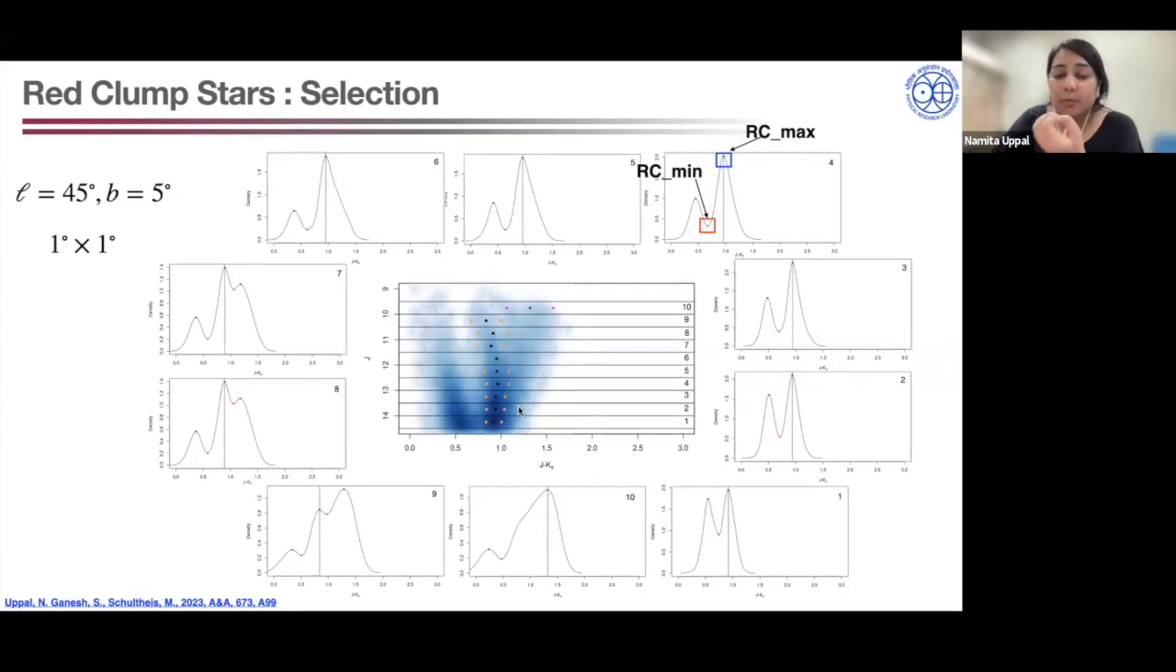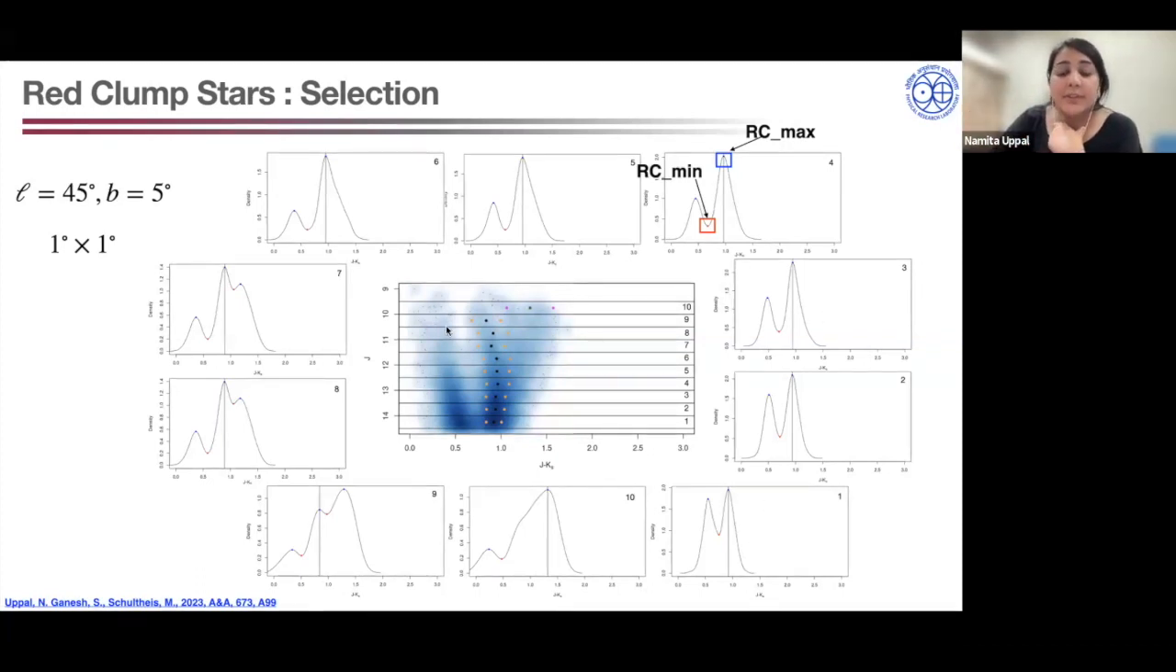CMD, a 2MASS CMD, and in this, because the second dense region corresponds to the red clump stars, we binned the CMD into horizontal bins of J magnitude, and in each bin we plotted a color density histogram. These color density histograms are plotted in each bin to find the second peak. So we extracted the color of the second peak because this second peak will correspond to the red clump locus.